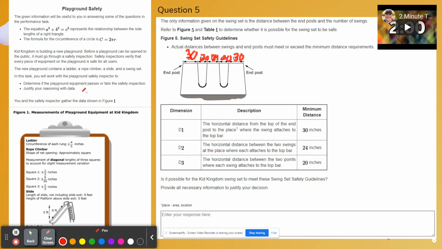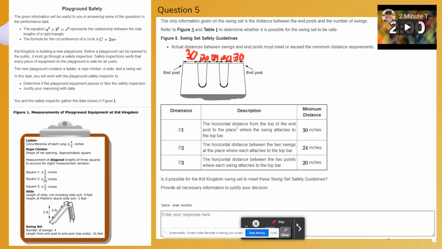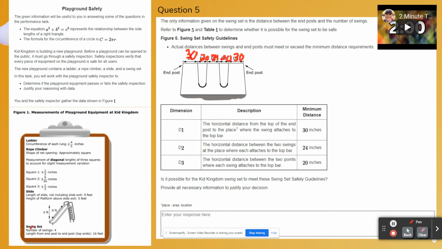Now, over here it says some information. Figure 1, all that stuff. Let's see. Slide this out of the way for a second. It says the swing set number of swings is 4. The length from the end post to the end post top is 16 feet.